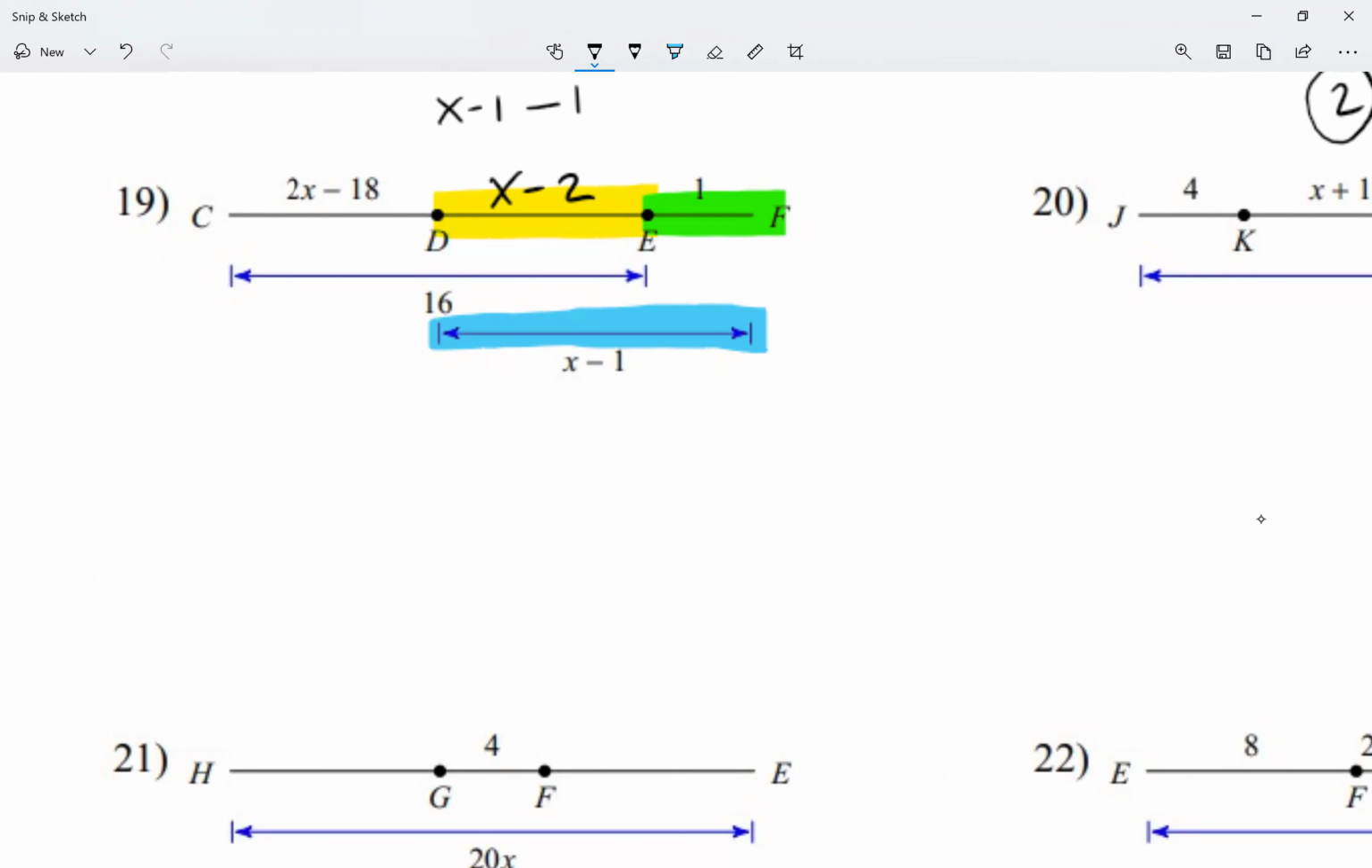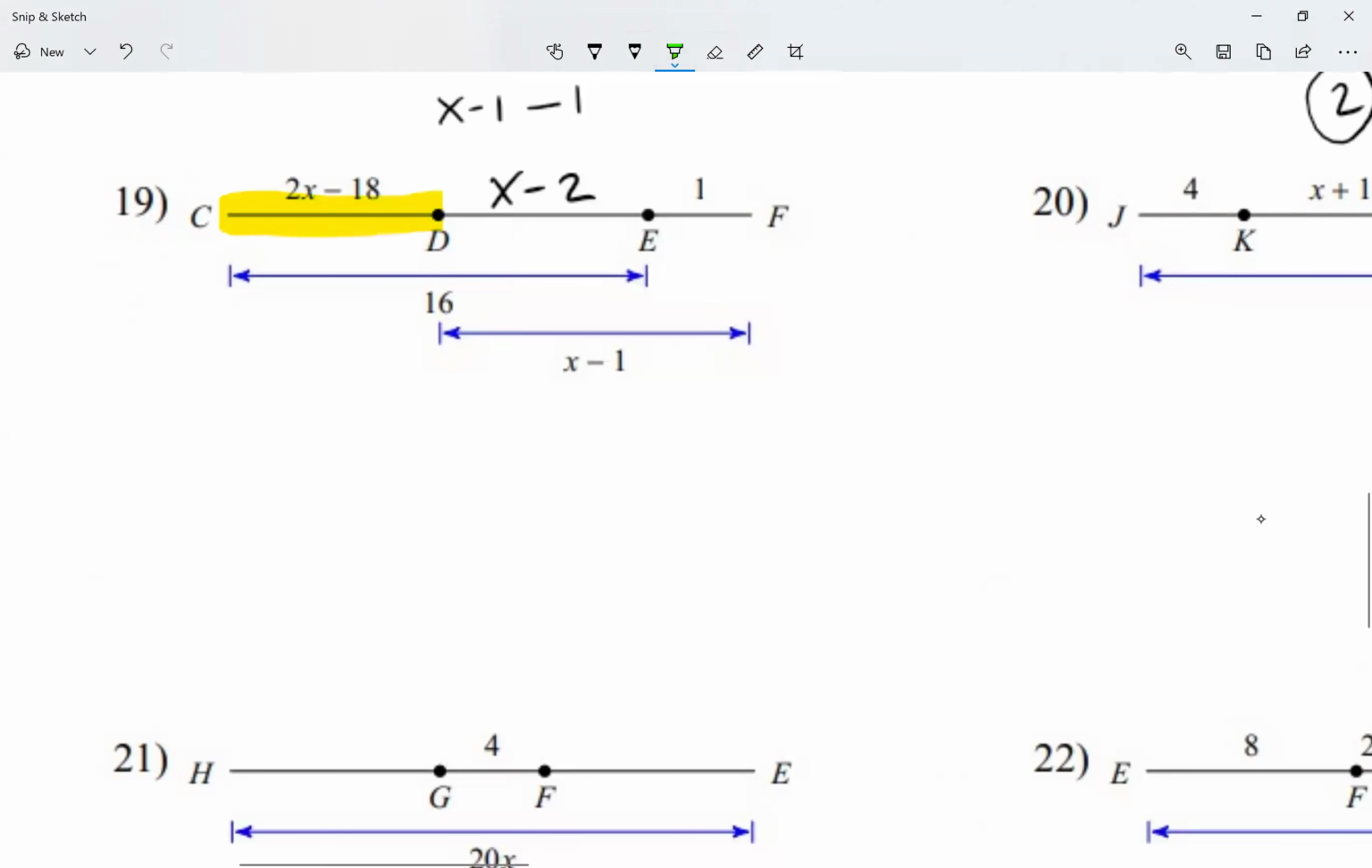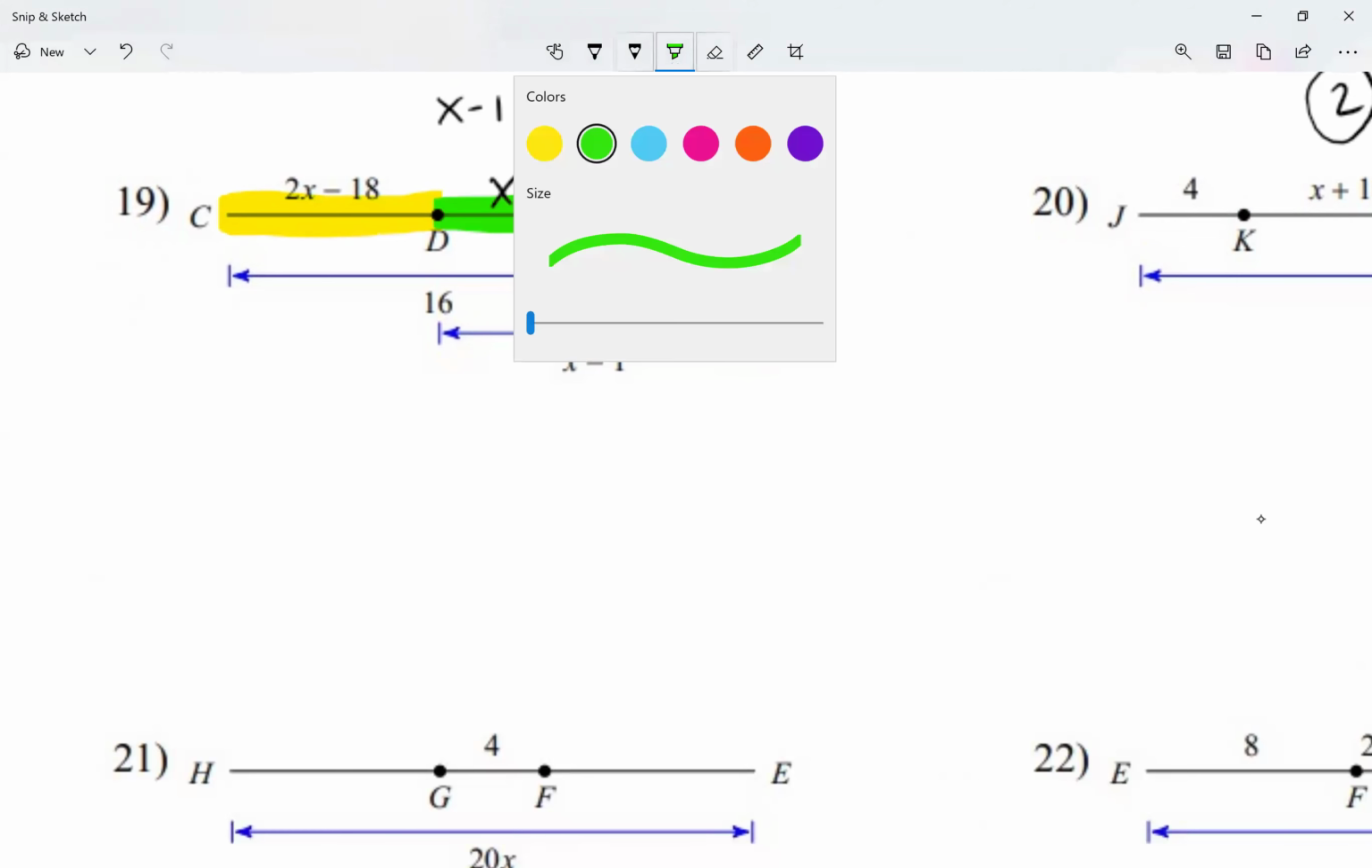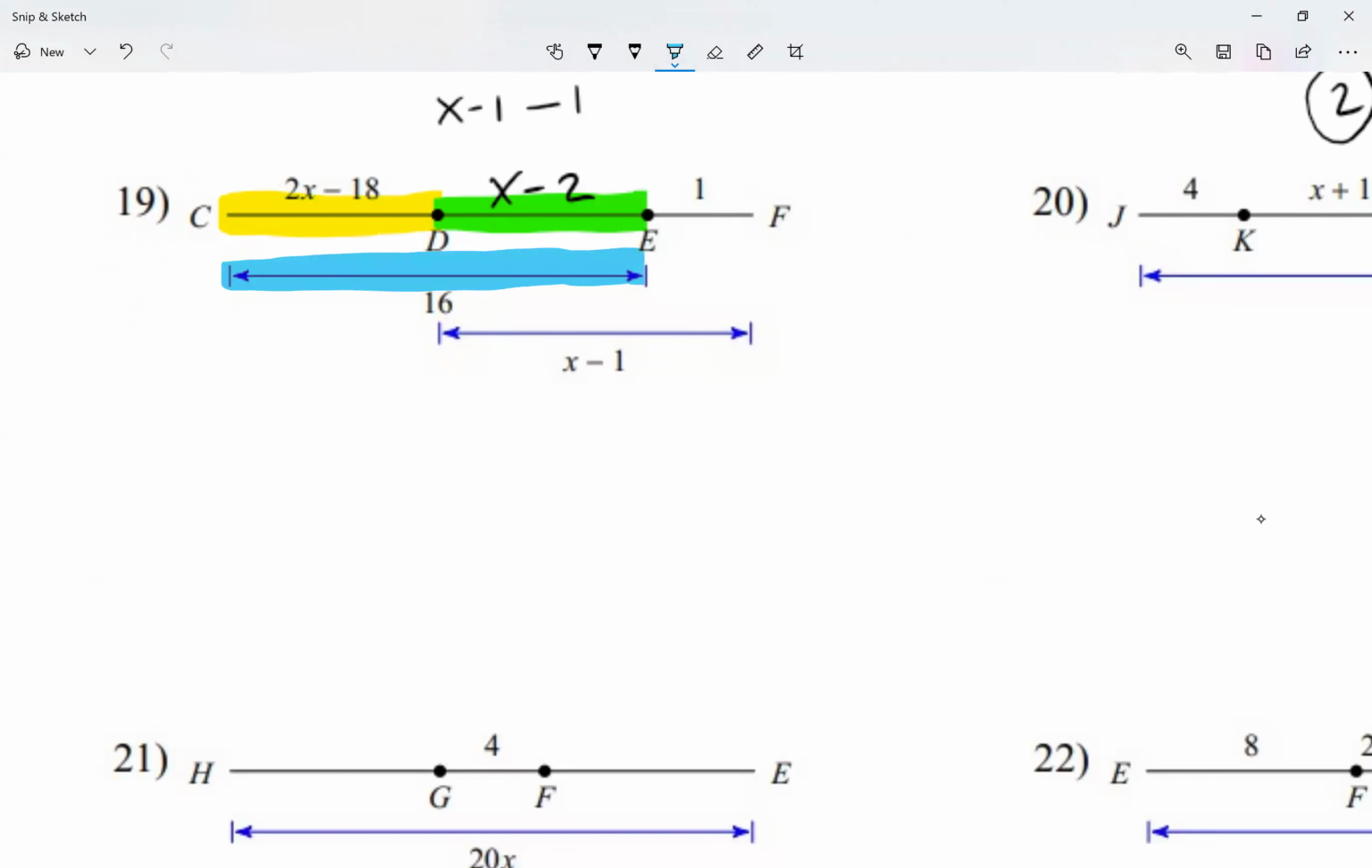Okay. Some of you might be wondering, why in the world do I need that? My idea is get some information that is not there. I might need it. And the reason why I need it in this case, because I'm looking at this segment. I'm going to combine it with this other segment. Combined make this big segment. So see, I'm adding two segments to come out with the big one. So I'm going to go 2x minus 18 plus x minus 2 is equal to 16.